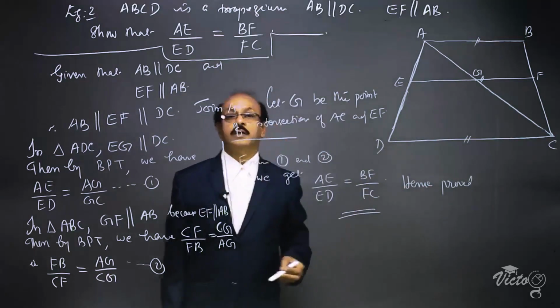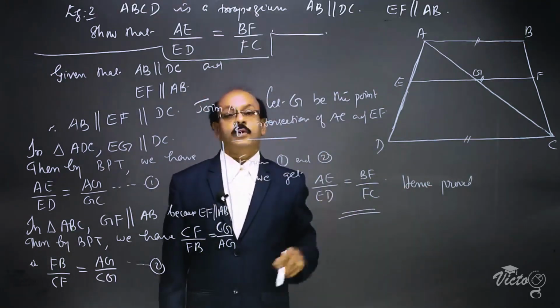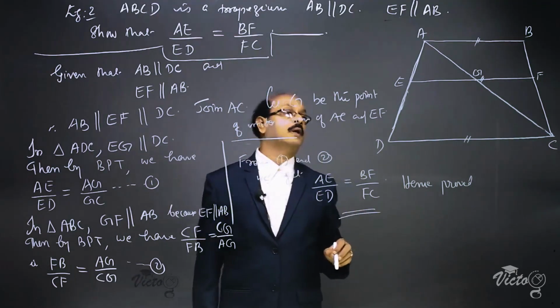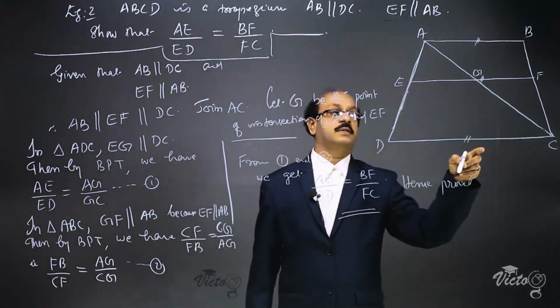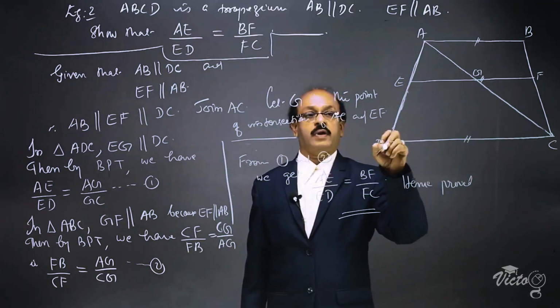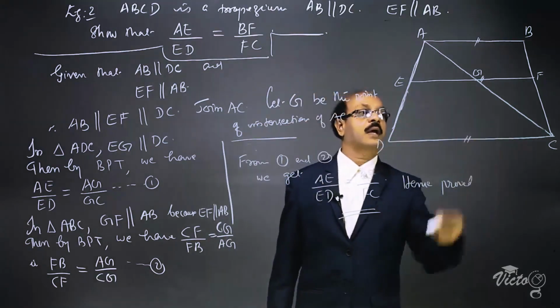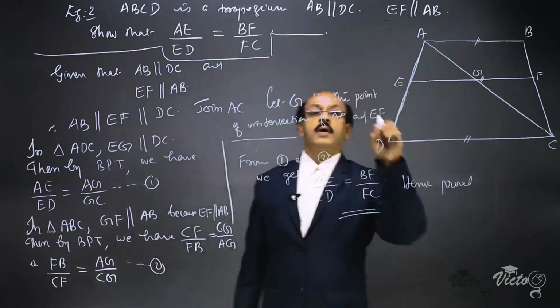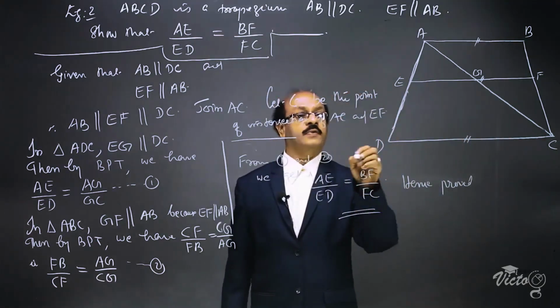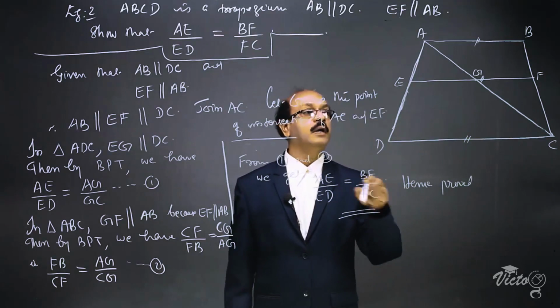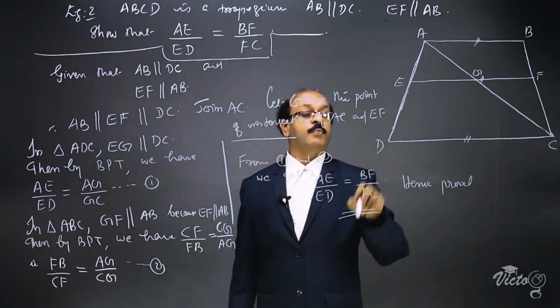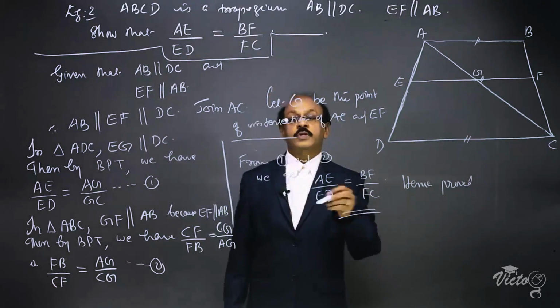This type of question is also a good question for the board exam. So note this type of problem and study it very well. Here we first take triangle ADC and apply BPT, and we get one relation. Then take the second triangle ABC, apply BPT, and we get the second relation. From 1 and 2, the right sides are equal, therefore the left sides are also equal. That is the method we are using here. That is, AE by ED is equal to BF by FC, which we proved from these two results.